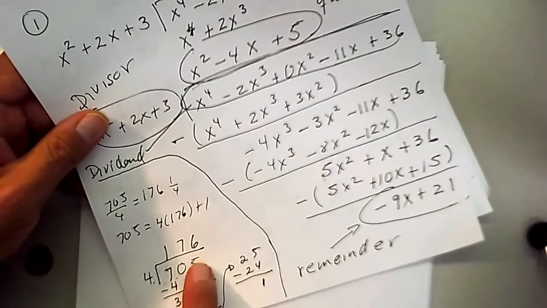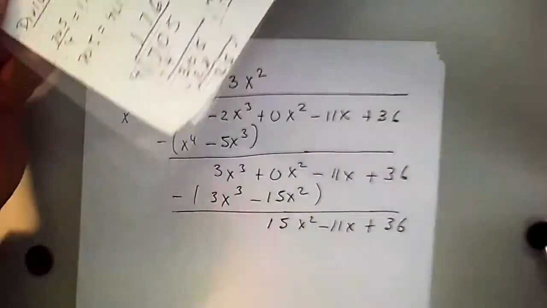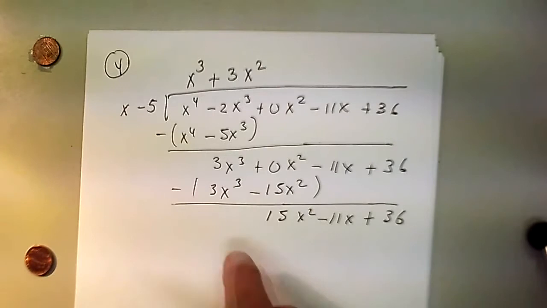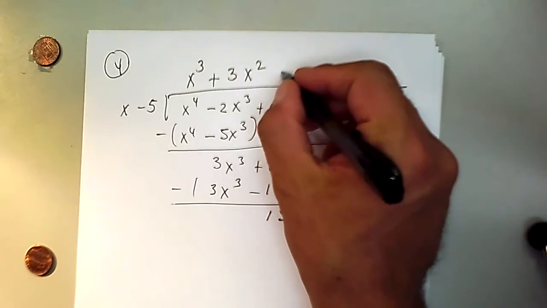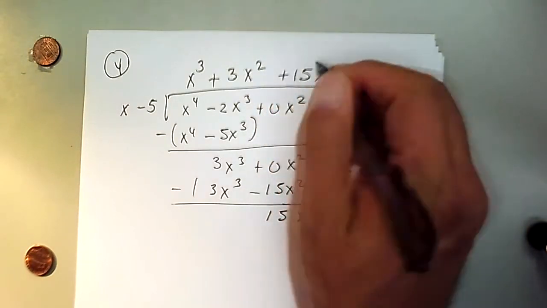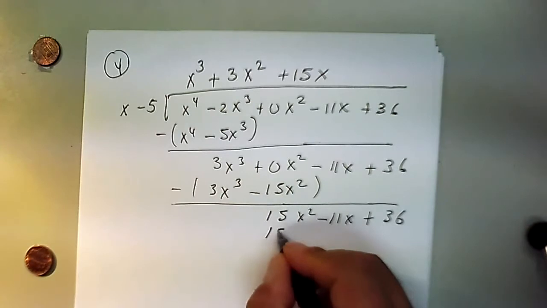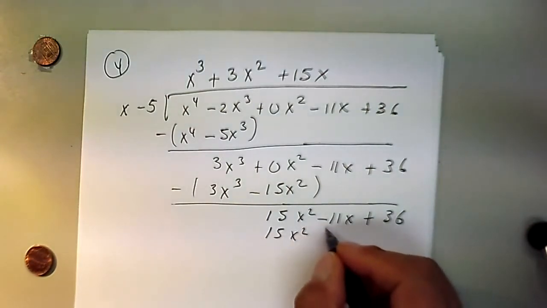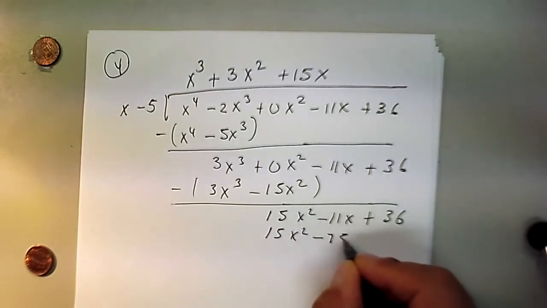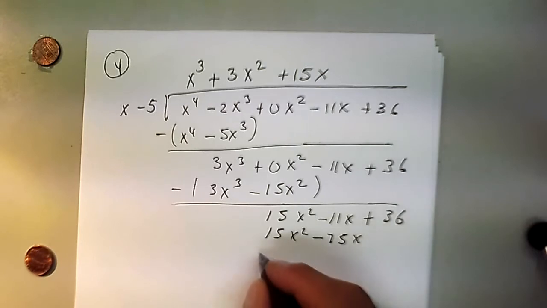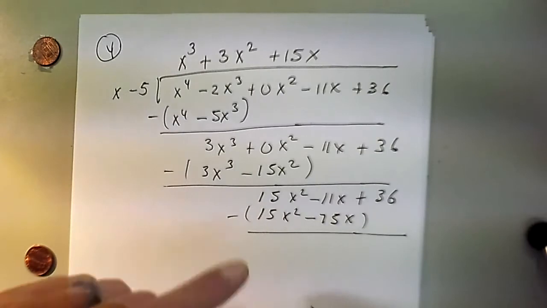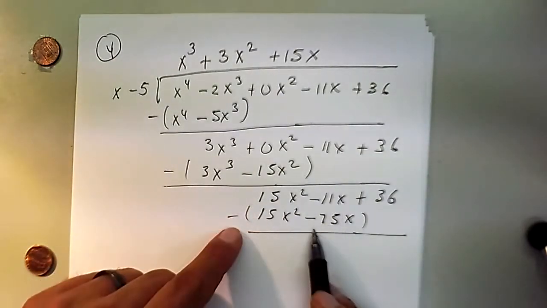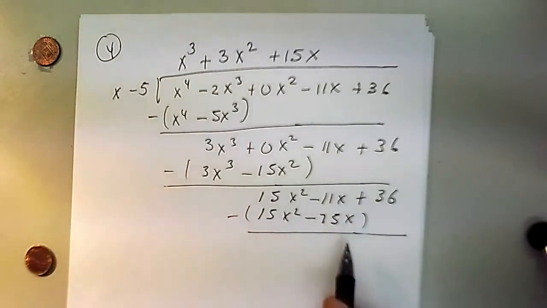Actually, I didn't do that. I did bring the 0 and the 5 here. I always bring them down. Maybe it's just me. Anyway, and then we have 15x times x is 15x squared, and then minus 75x, and then we subtract. So that goes away. Negative 11 plus 75, so 75 minus 11 is 64.